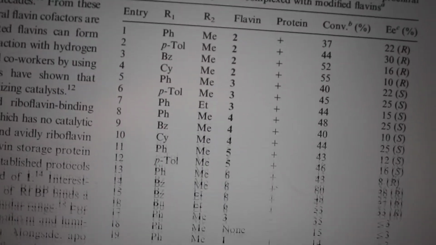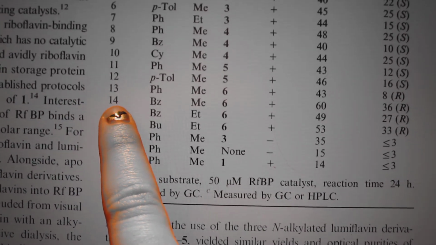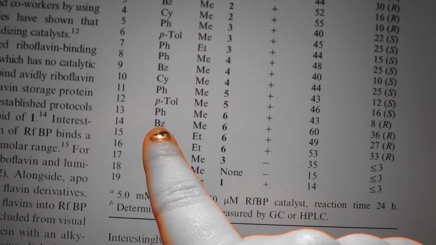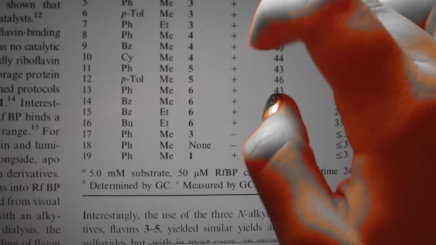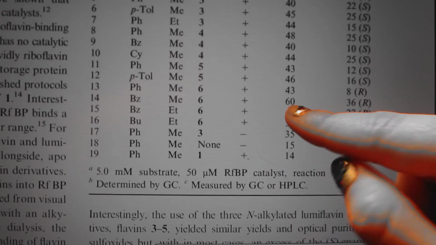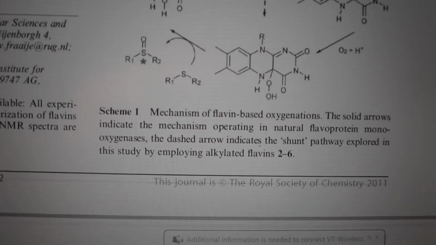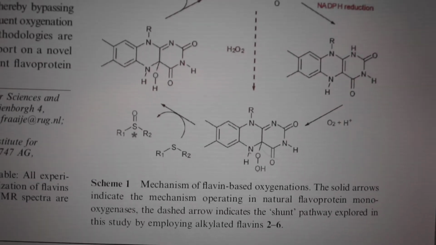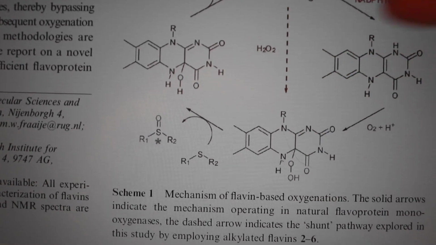And from this data you can conclude that entry 14, which is where my finger is, was the one that was most effective, and that was R1 was BZ and R2 was ME, and the flavin was 6 and the protein was positive, and the percentage was 60, while it was also an R, which, like I said before, is better than an S. So even though 60% is good, it's not ideal on where you want to be to get from this point to this point to bypass this.